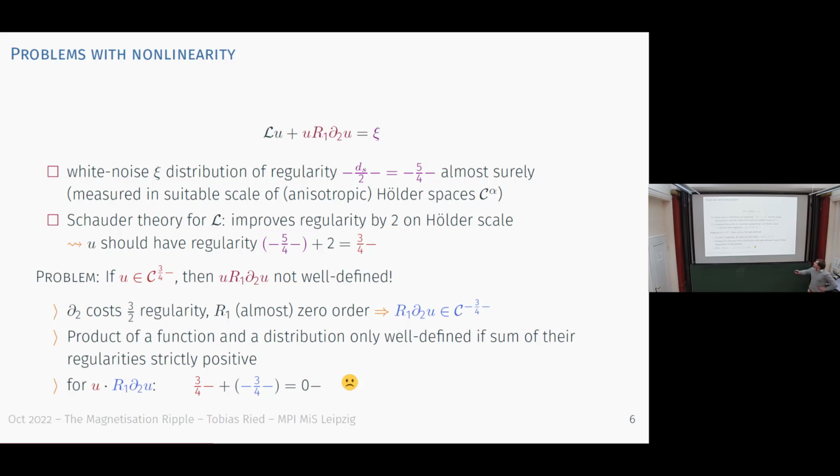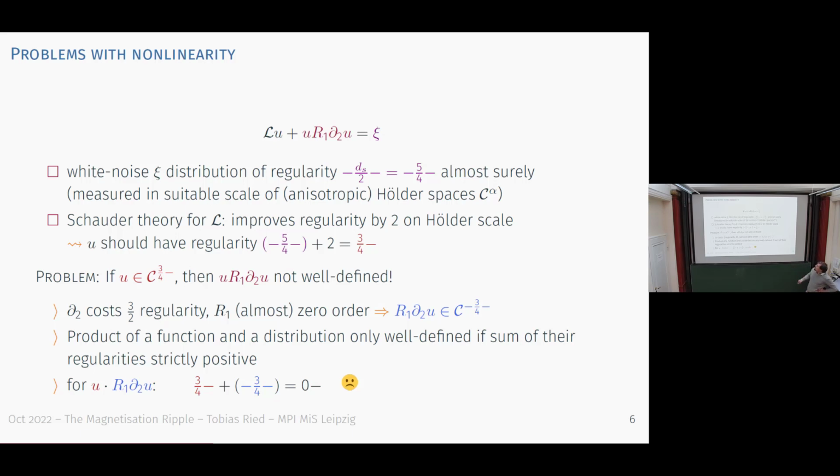But then you want to multiply it by a U, which only has regularity 3/4 minus. So you sort of borderline miss the case where you can define this product in an unambiguous way. So there's a problem here. This U R1 D2U is too singular to give it a sense, and we have to do some renormalization. Let me actually stress that the problem is really this R1 here.